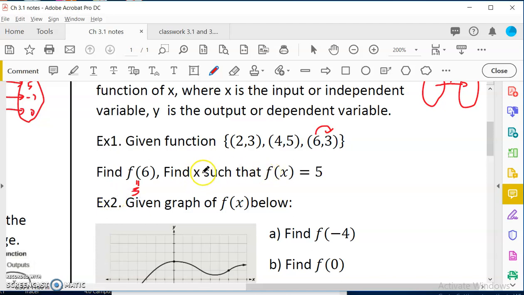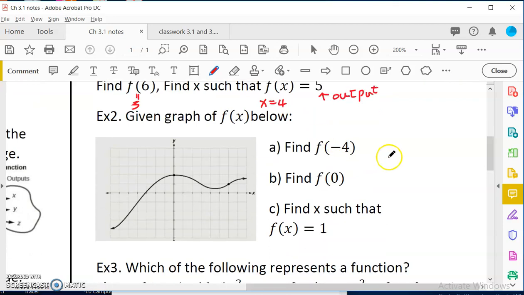The second question is find x so that f of x is equal to 5. So find the input so that this is the output. The one inside the f is the input. I don't know what the input is, but my output is 5. So I look at the second numbers, 3, 5, 3. Oh, 5 is here. Its corresponding input is 4. So we'll say x is equal to 4, because we have 4 to 5.